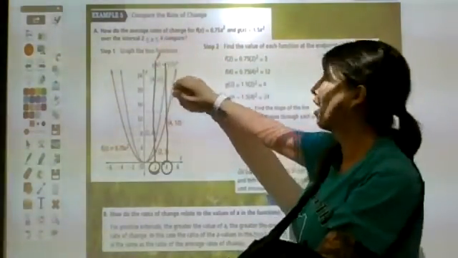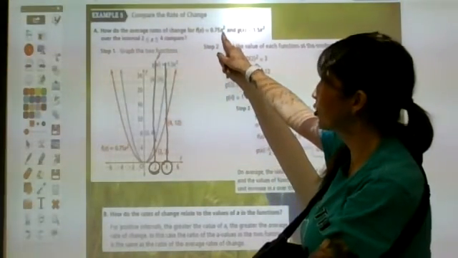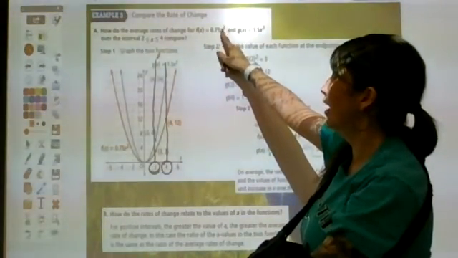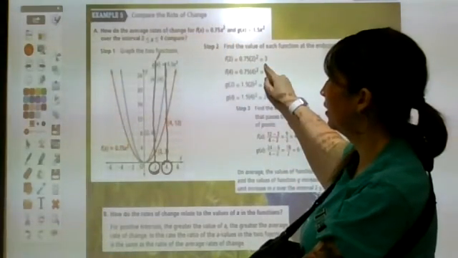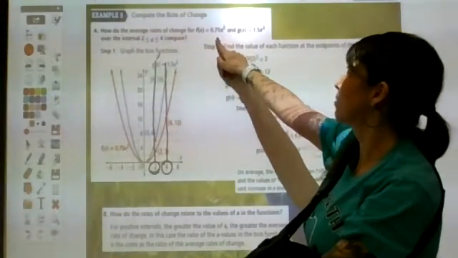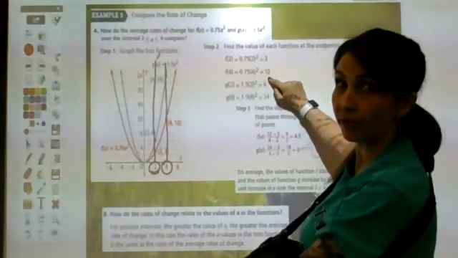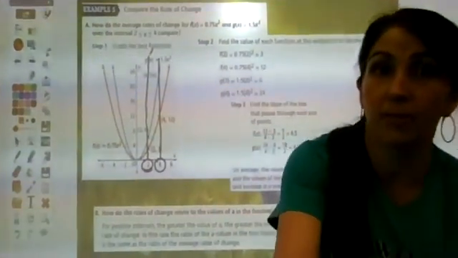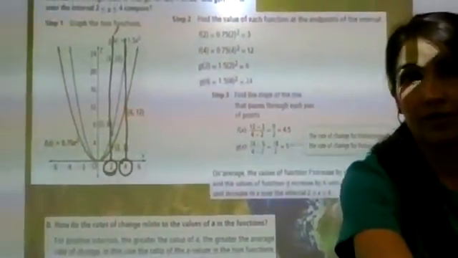So if we know that x can be 2 and it can be 4, let's plug in those numbers. f of x is equal to 0.75 times 2 squared. I know that 2 squared is 4, times 0.75 is 3. And I know that 4 squared is 16, times 0.75, which is 12. See where they're coming up with these numbers? Hopefully you guys can see it. I can probably move it in a little bit. There you go. You need the equations here.